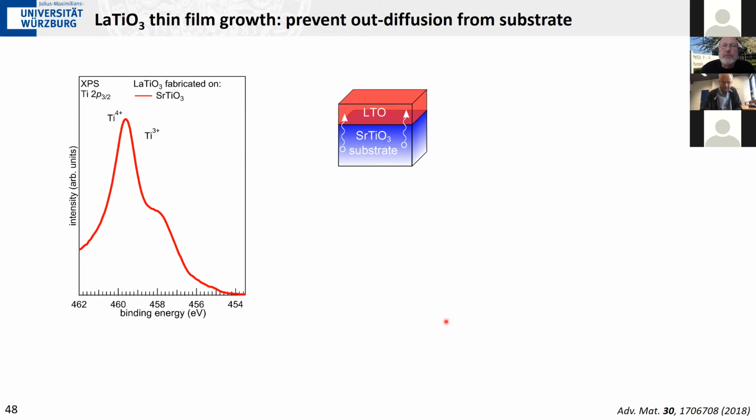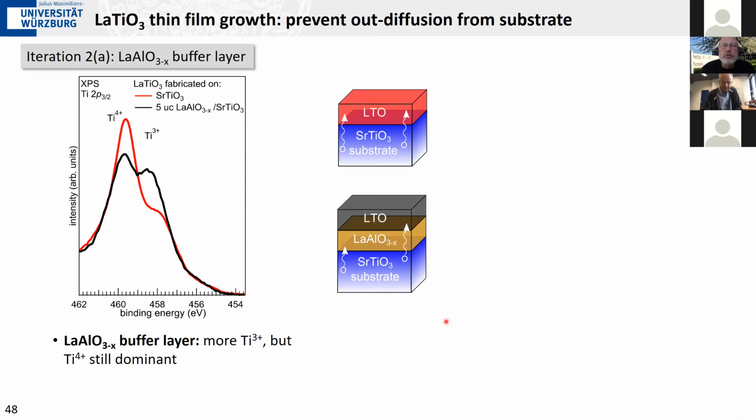We could try to suppress this diffusion by putting in a diffusion barrier. So we tried to put LAO in between. And as you can see, this does help a lot. So we reduce the amount of 4+ signal and 3+ goes up, but there is still a lot of titanium 4+. So it does not completely cure our problem. It goes the right way, but not all the way that we need.